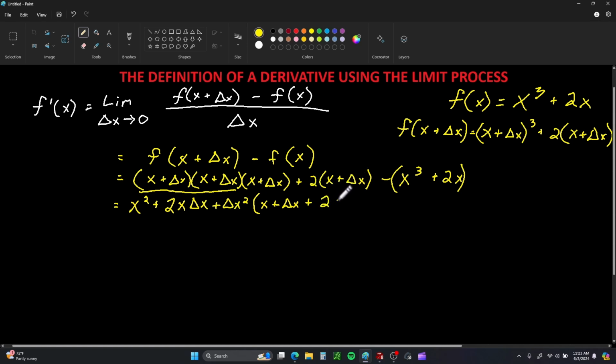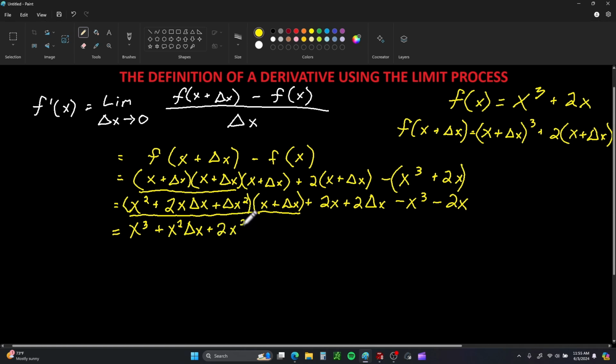I'm going to distribute here. And I'm subtracting here, so distributing the trinomial to the binomial. Then bring down what I didn't use.